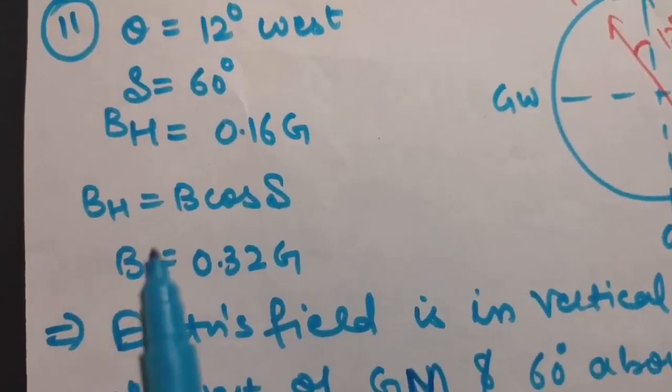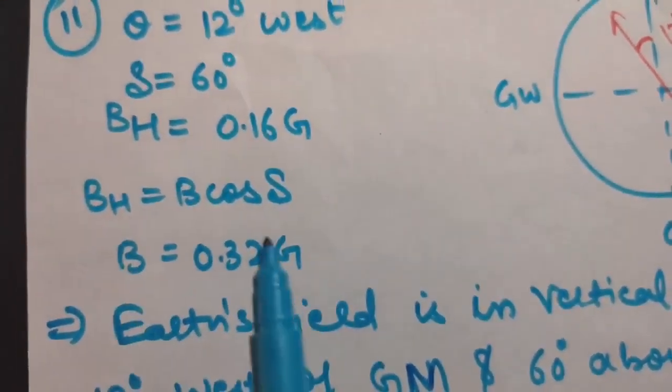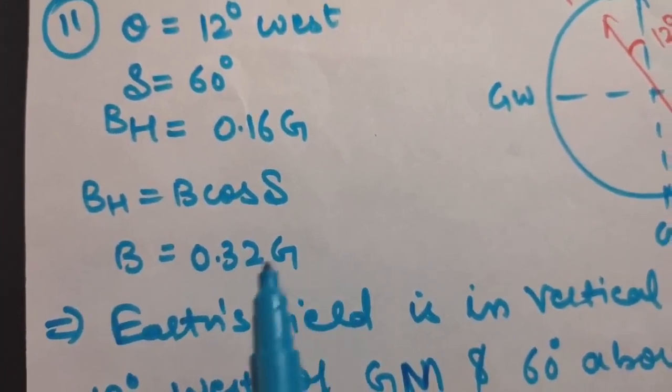Again, we'll use the same formula. BH is B cos del. From here, you can calculate B. It will come to be 0.32 Gauss.